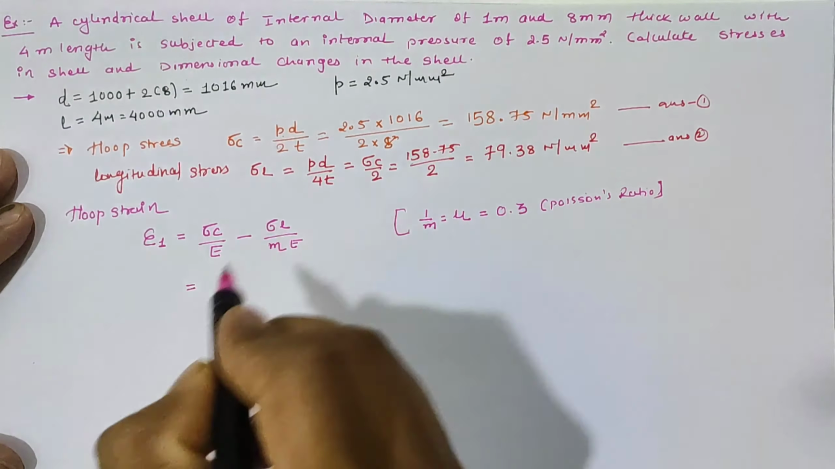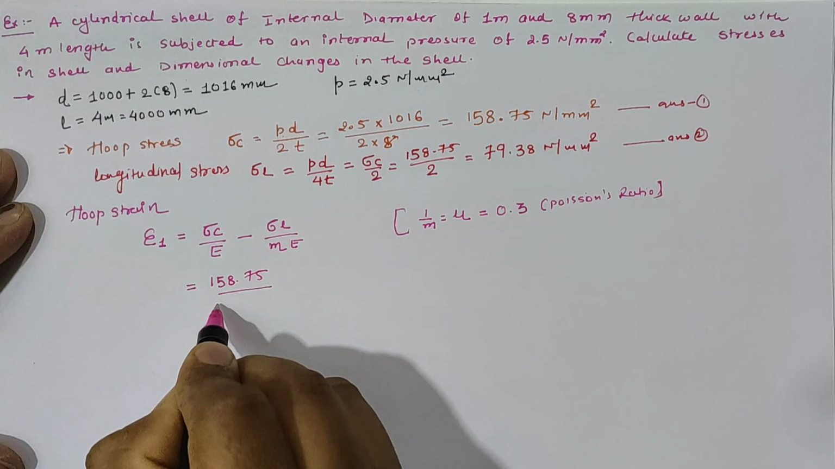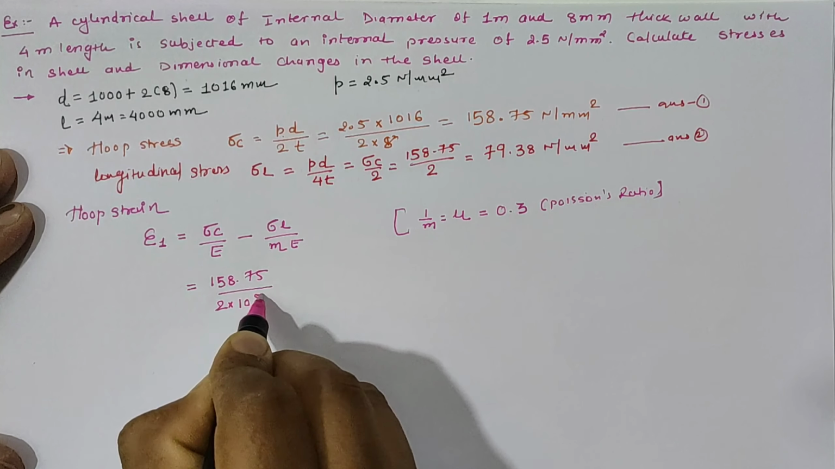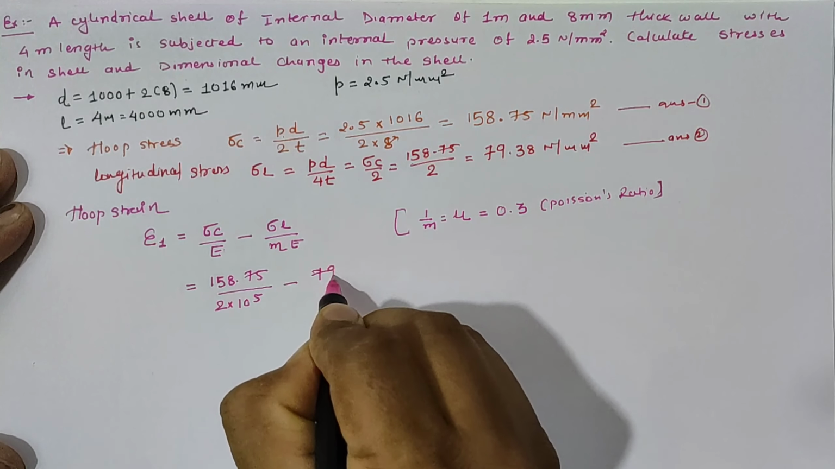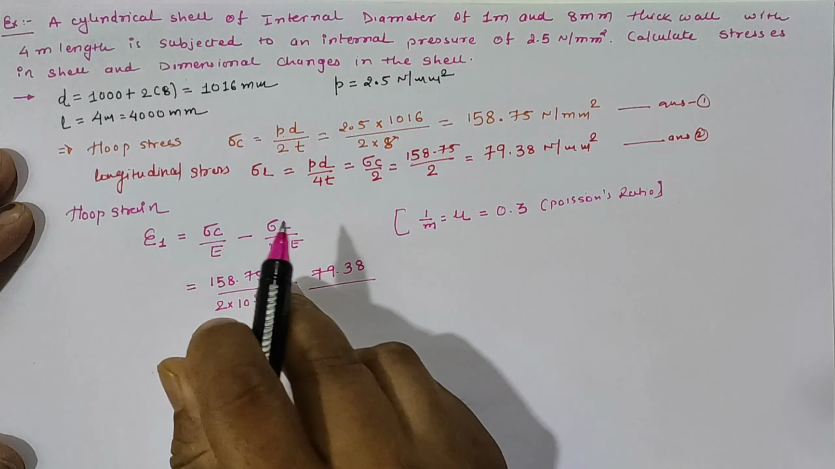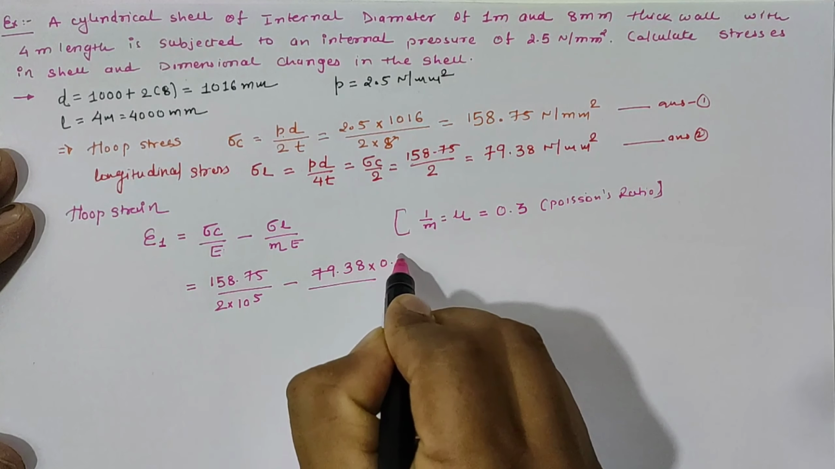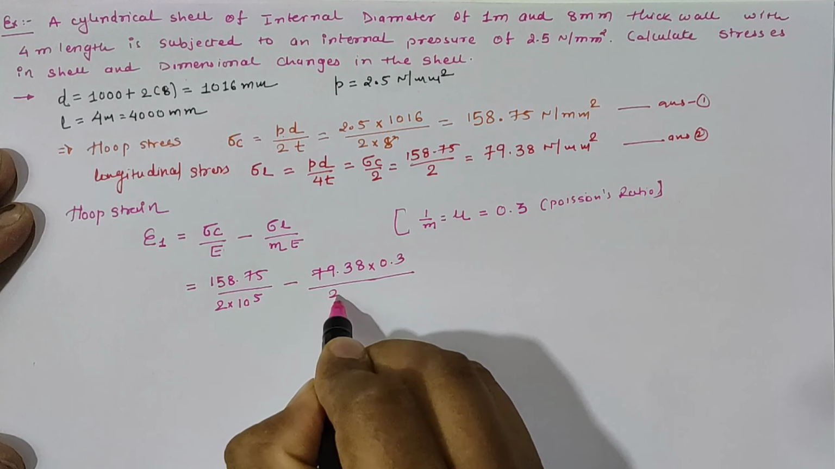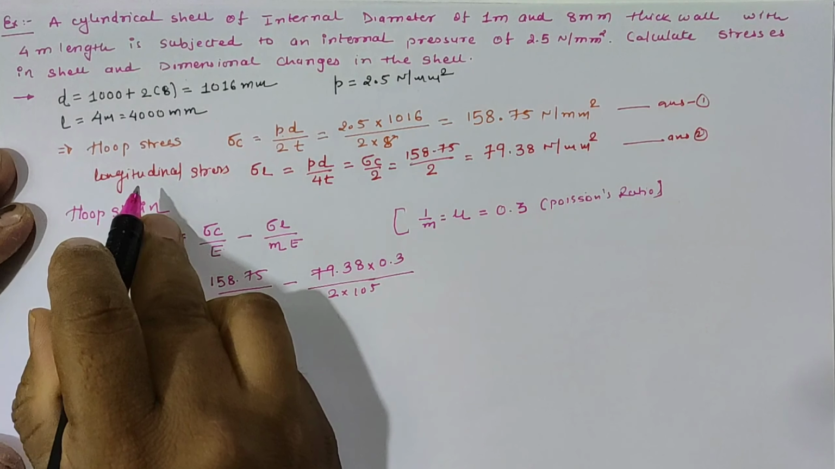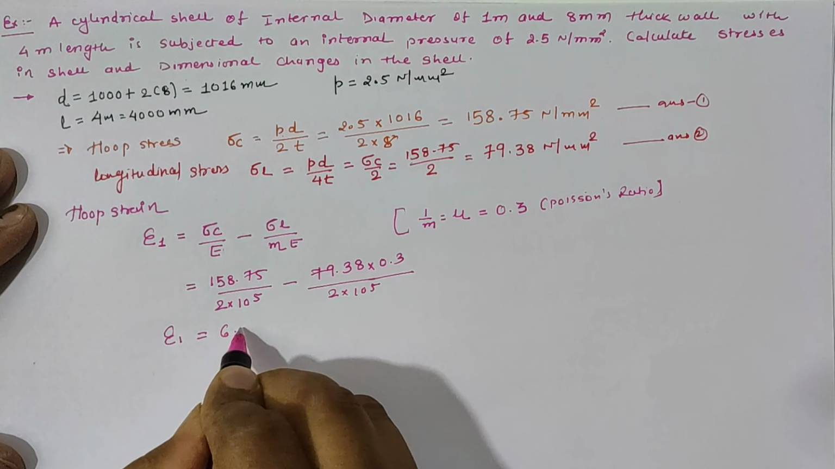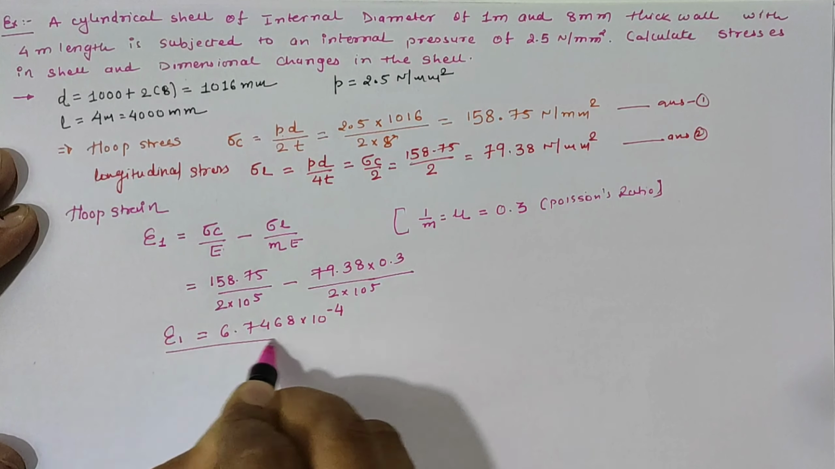Now sigma c is calculated as 158.75 Newton per mm square. Capital E is 2 into 10 raised to 5 as the modulus of elasticity, minus sigma L as 79.38 divided by m, and we have assumed 1 by m as mu as 0.3, so it is 0.3 in the numerator and 2 into 10 raised to 5. So our e1 value or hoop strain value is 6.7468 into 10 raised to minus 4, which is unitless.